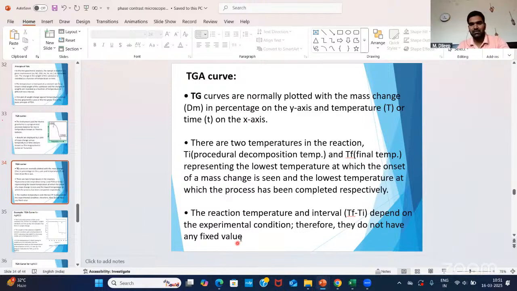So these temperatures do not have any fixed values.